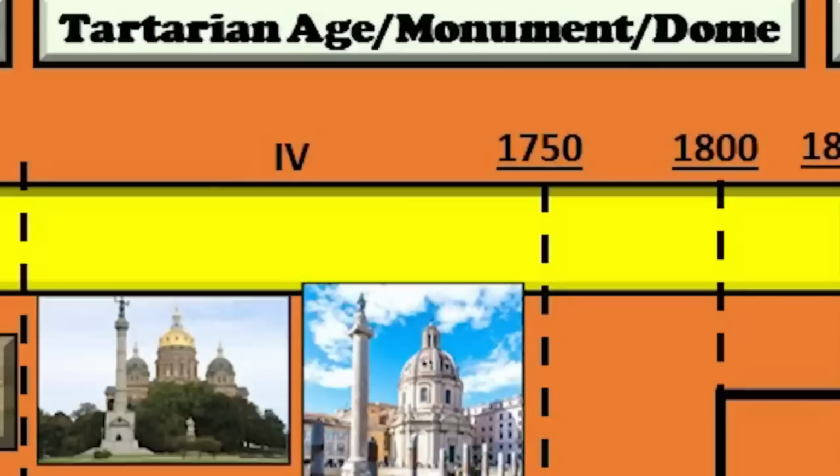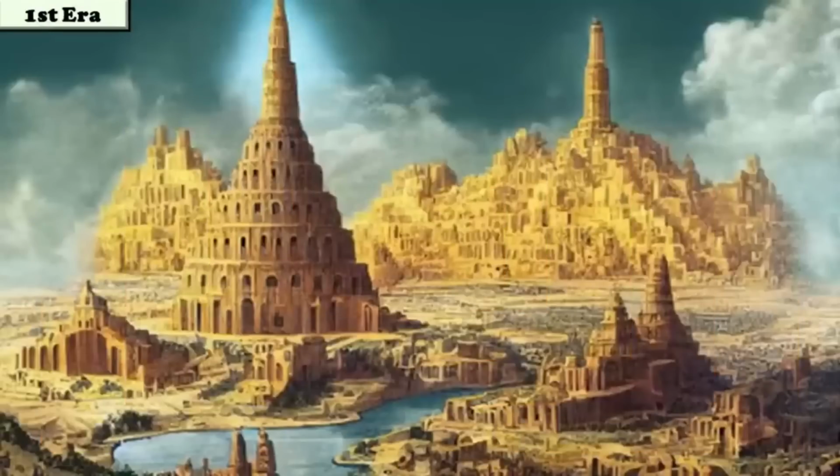Now, I call this the Tartarian Age, and there are many alternative researchers that are saying we shouldn't be using this term all the time. It's just a name that's associated with it, a worldwide civilization that existed before our own. But what did it really look like? Well, we have to go back and revisualize the other eras.